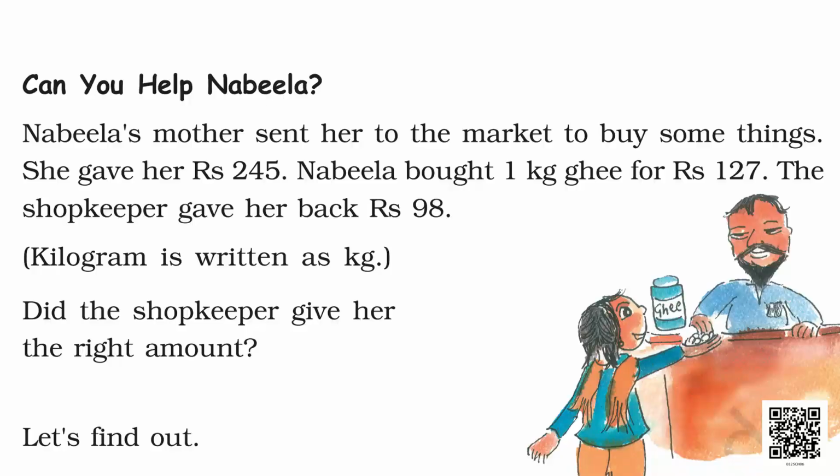So now let us move on and see another example of Nabila. Let us find out whether we can help Nabila or not. Nabila's mother sent her to the market to buy some things. She gave her rupees 245. Nabila bought 1 kg of ghee for rupees 127. The shopkeeper gave her back rupees 98. So students, did the shopkeeper give her the right amount?